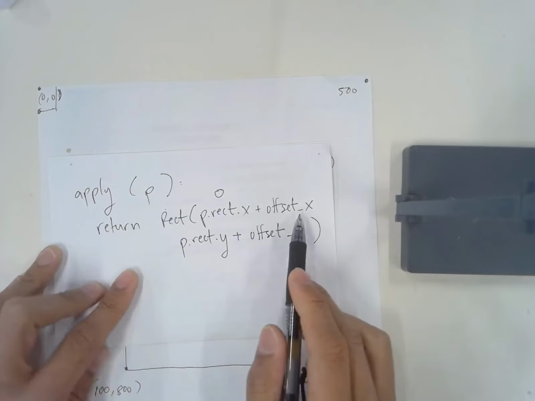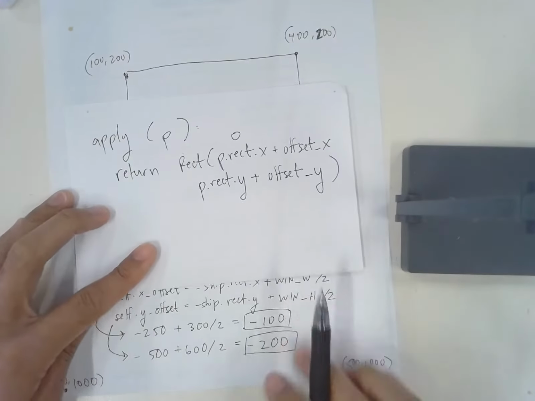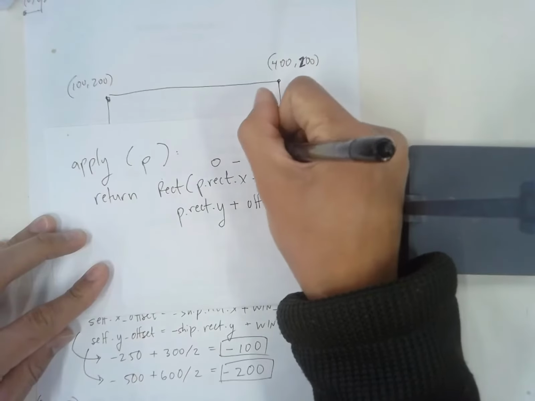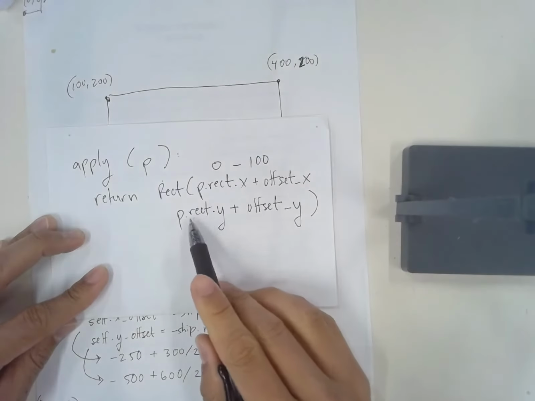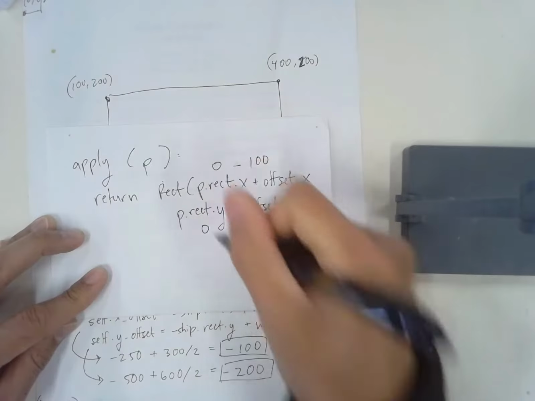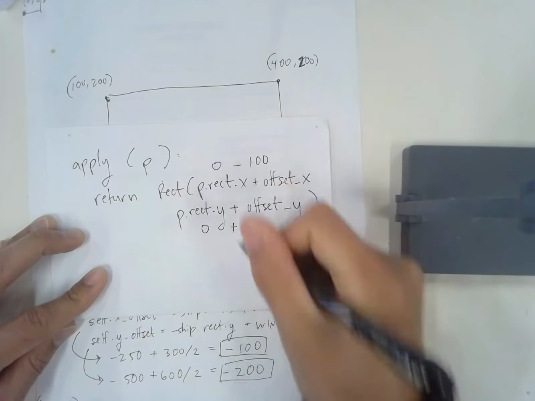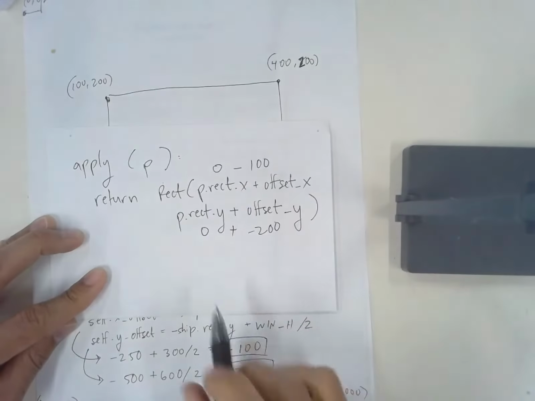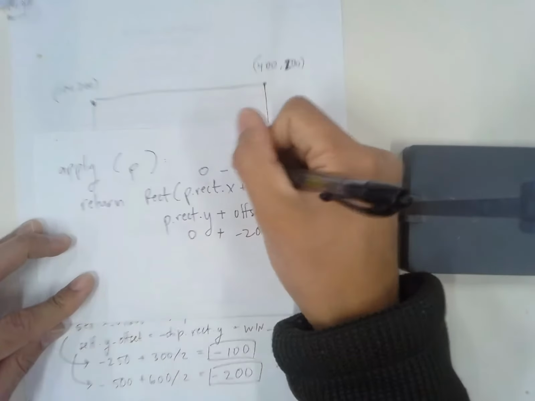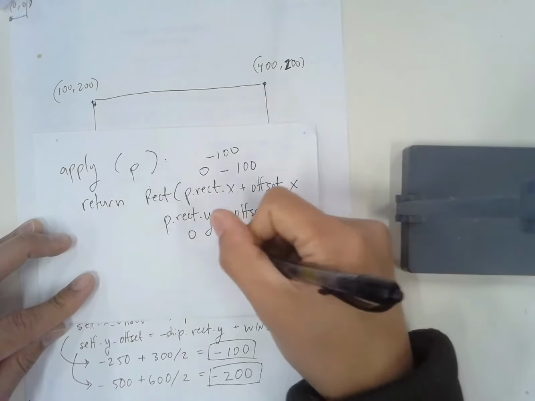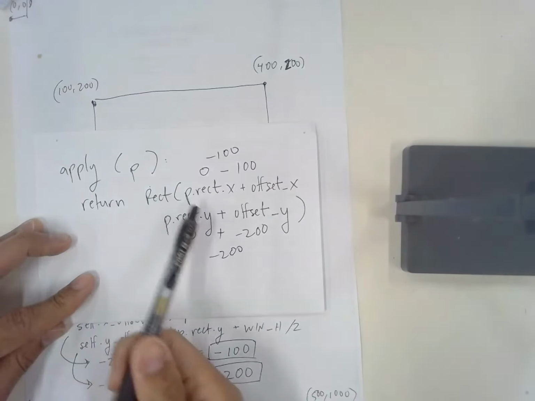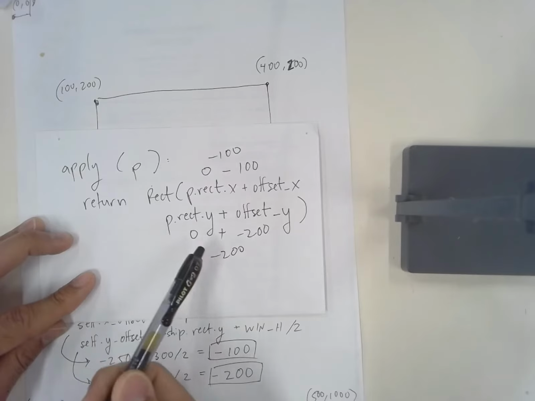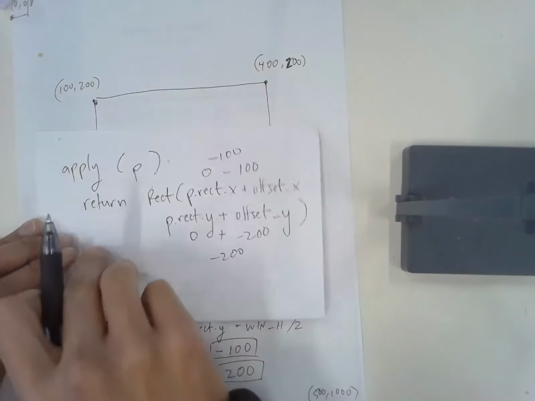And we're adding the x offset. What is that x offset that was calculated? -100, right? And then we're taking the platform's rect y, which is 0, and we're adding the y offset, which is -200. Okay. And we return that value. So this expression turns into -100 on the x, -200 on the y, right? The rect's x is -100, the rect's y is -200, and we return that value.